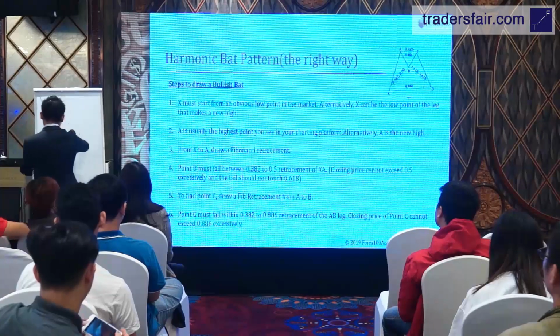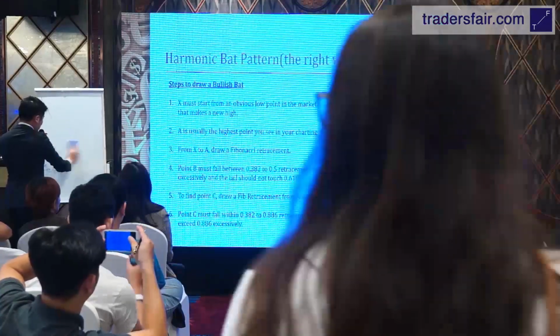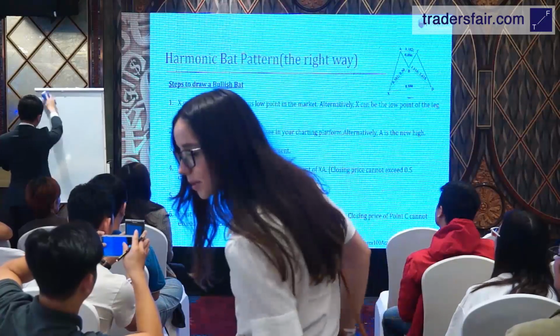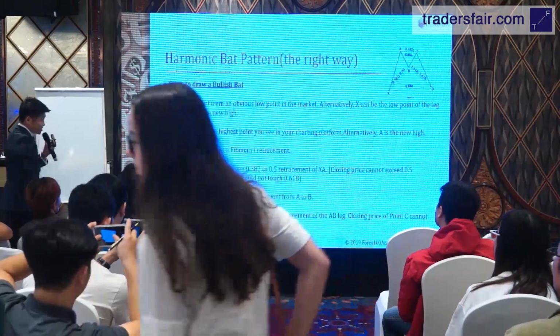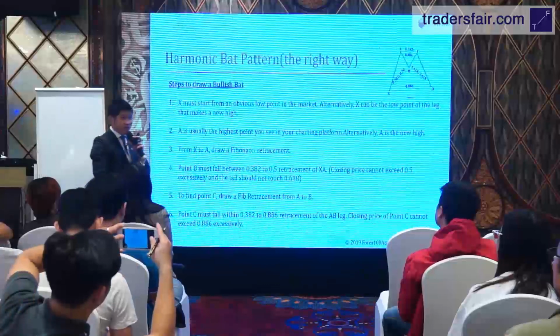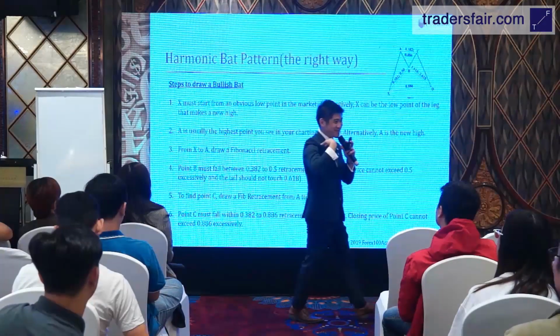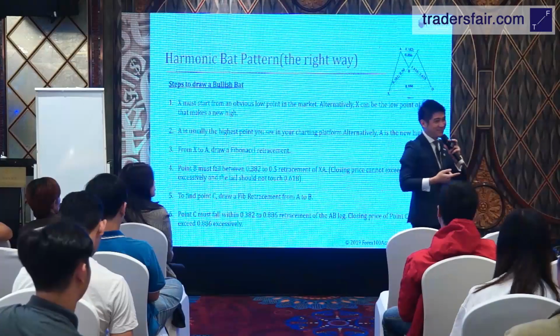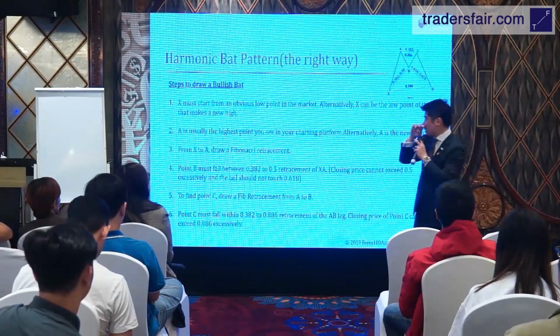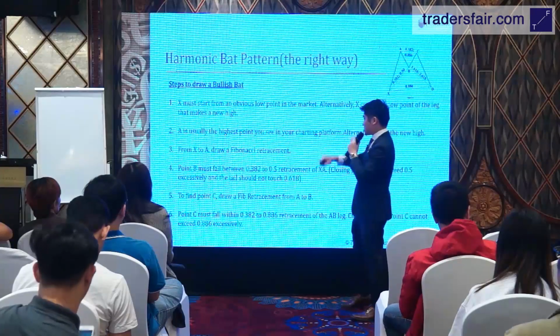Where is the highest and where is the lowest? Just now in the first part, I did mention that the easiest way to identify a trend is from highest to lowest or lowest to highest, correct? You thought I'm teaching nonsense? That's the first step. Okay, got it? So X to A, that is the first rule.